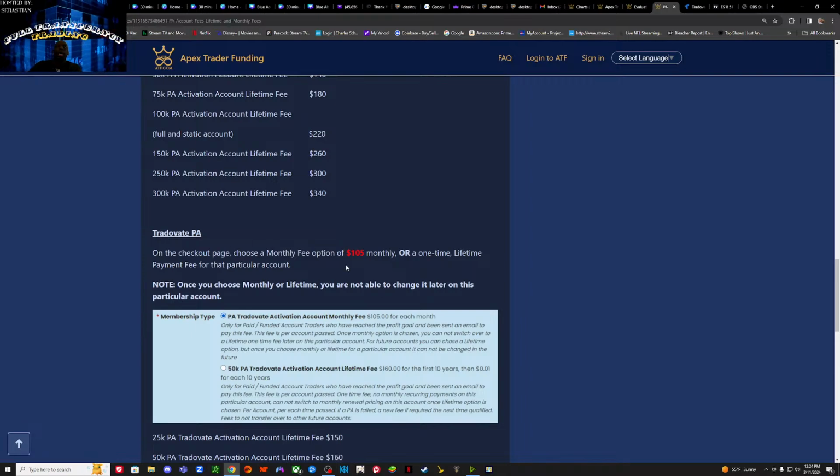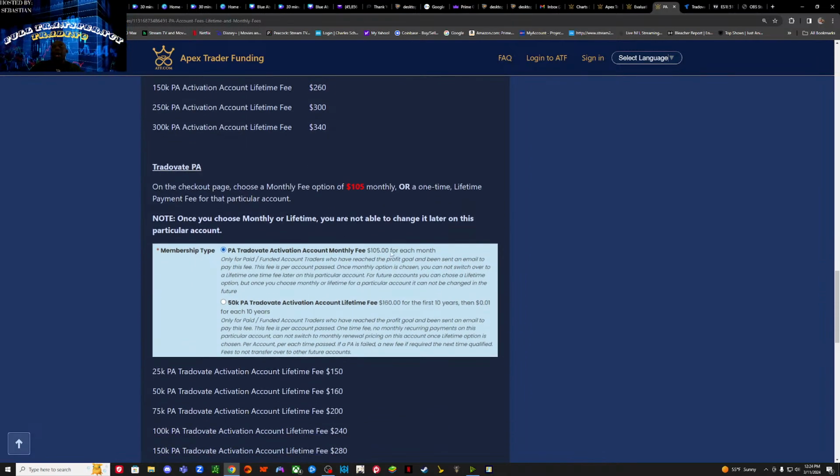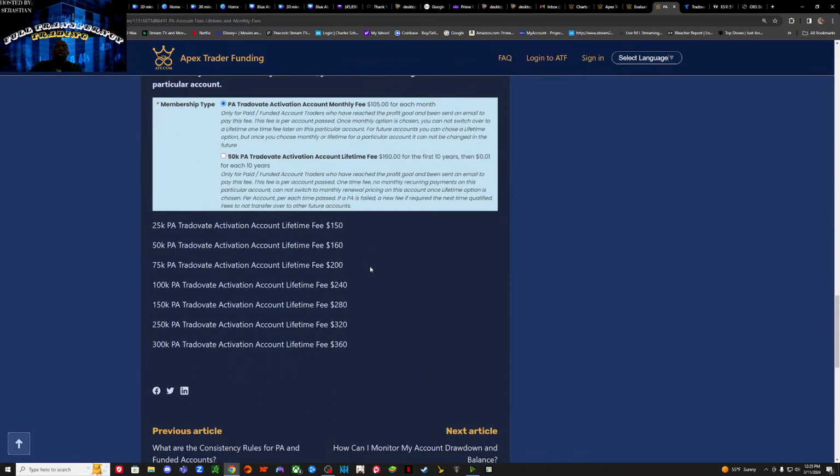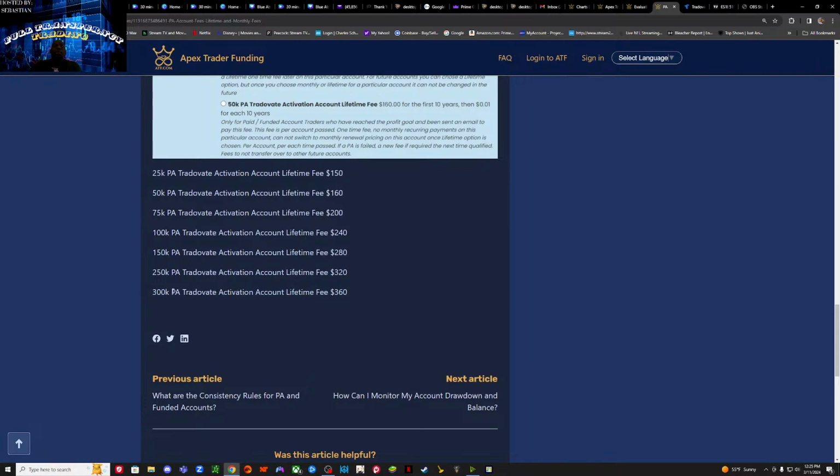So once you check out, it's the exact same rules, $105 a month for each monthly fee, or $160 for the first 10 years, another $55 difference. It's worth it to just pay the extra $55 once instead of paying $105, which is going to add up to over $1,200 over the period of the year. So let's go ahead and scroll down. The reason that I don't do the more expensive accounts is because what you're allowed to pull out versus the thresholds, the trailing thresholds and things, it's just not worth it.